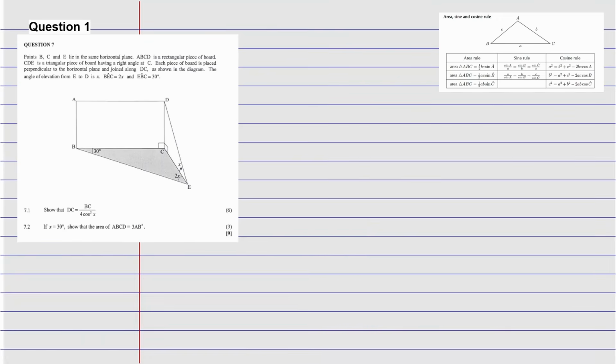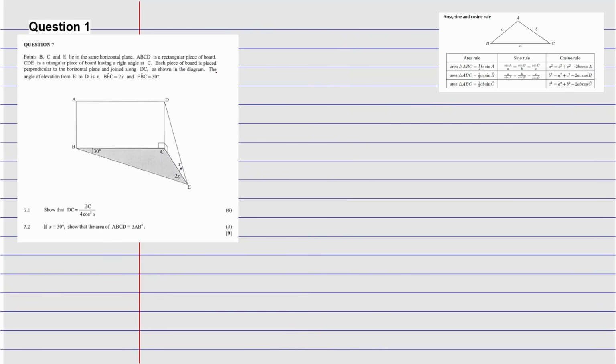So now we're going to do the first question, right? It says points B, C, and E lie on the same horizontal plane. And they tell us that ABCD is a rectangle, a rectangular part of the board. And they tell us that CDE is the triangular part of the board, having a right angle at C. Then they say each piece of the board is placed perpendicular to the horizontal plane and joining along BC as shown in the diagram. So everything that they're talking about here is shown, right?